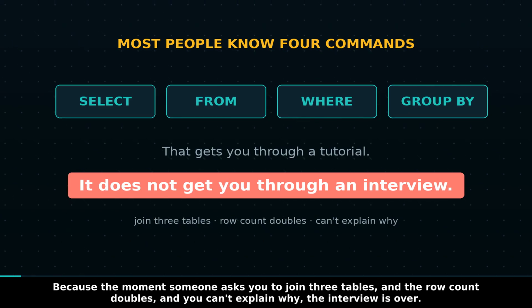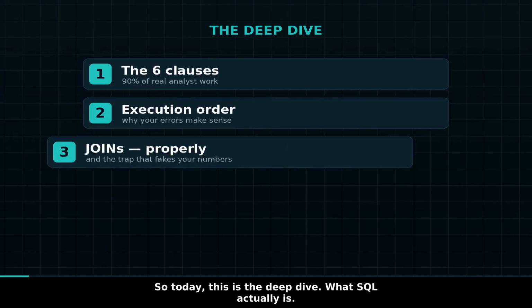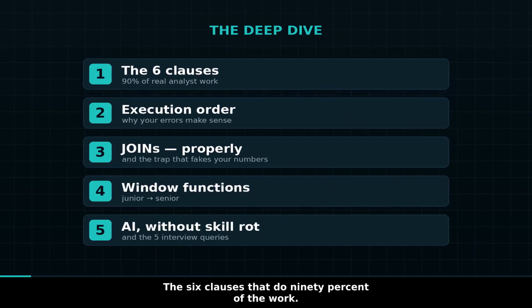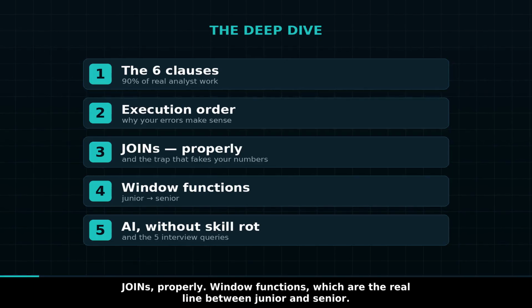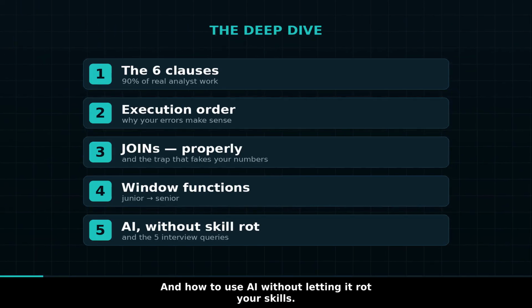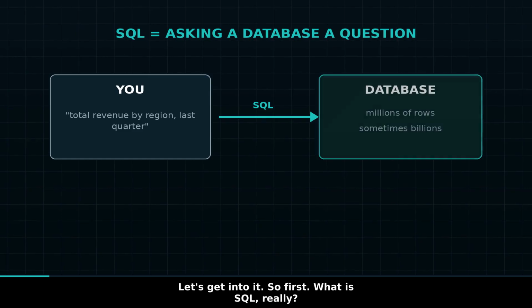Because the moment someone asks you to join 3 tables and the row count doubles and you can't explain why, the interview is over. So today, this is the deep dive. What SQL actually is. The 6 clauses that do 90% of the work. The execution order that nobody teaches you and that explains almost every confusing error you'll hit. Joins properly. Window functions, which are the real line between junior and senior. And how to use AI without letting it rot your skills. Let's get into it.